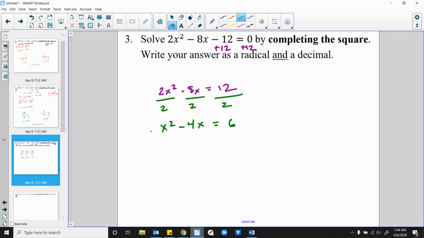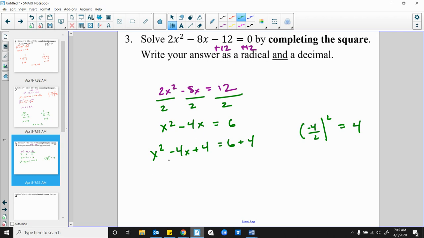There's nothing in front of the x squared, so I'm good to go ahead and do my b over 2 squared. Okay, negative 4 is b, so negative 4 divided by 2 is negative 2. Negative 2 squared is 4. So we're going to add 4 to each side. X squared minus 4x plus 4 equals 6 plus 4.